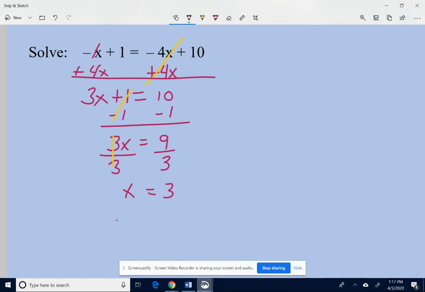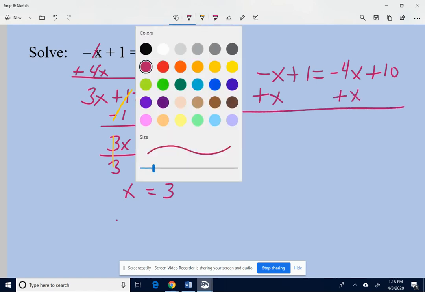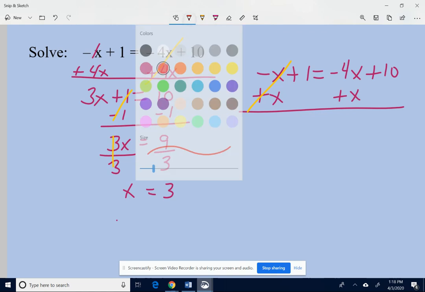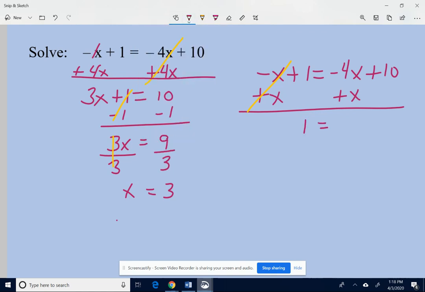I'm going to show you real quick what happens if you decided to get rid of the subtracted x first. Let's say you decided to get rid of the subtracted x at the beginning of the problem. To get rid of a subtracted x, you would add x to both sides. I just want to prove to you that you will get the same answer. We'd be left with 1 equals negative 4x plus 1x, which is negative 3x. So 1 equals negative 3x plus 10.